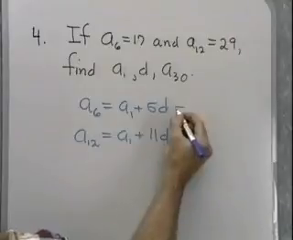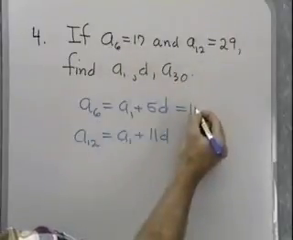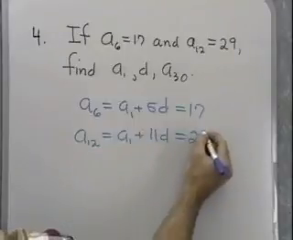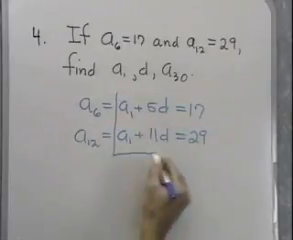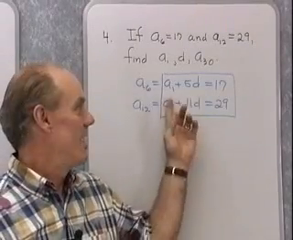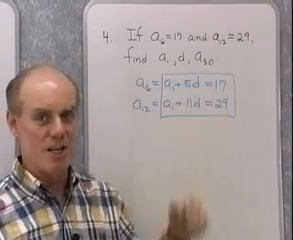Now I know that a sub 6 itself is equal to 17, and a sub 12 is equal to 29. So what I have here is a system of linear equations in two variables, a1 and d, which I can solve using any method I want.